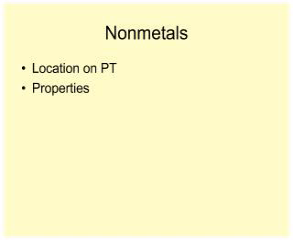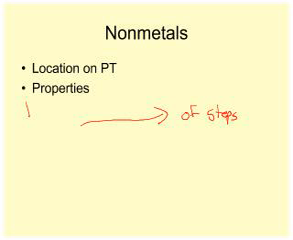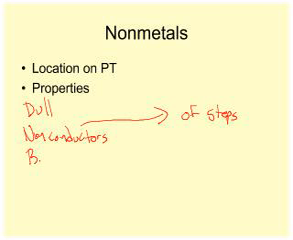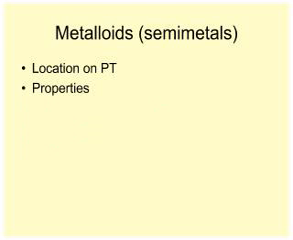Nonmetals are on the right-hand side of the stair steps. Their properties are the opposite of metal. So instead of being shiny, they are dull. Instead of being conductors, they are non-conductors. Instead of being malleable, they are brittle. They're not ductile, etc. Just throw a "not" in front of all the other ones.